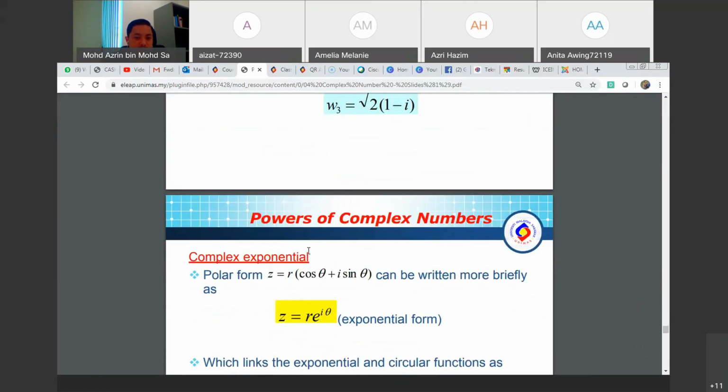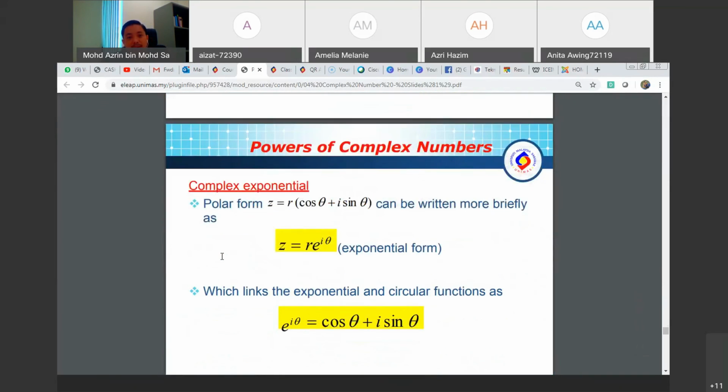Okay. So the last part for the complex number is complex exponential. This is the last part for today. Complex exponential: in terms of polar form, z equal to r times cos theta plus i sin theta can be written more briefly as z equal to r exponential i theta. So this is exponential form.